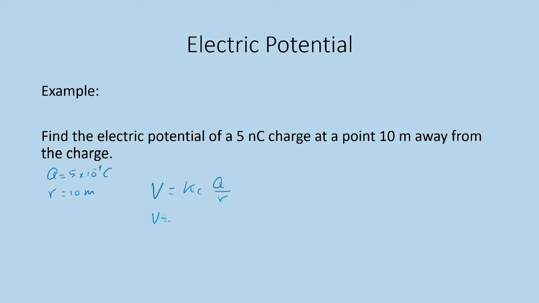So V is equal to, Kc is 9 times 10 to the power of 9, Q is 5 times 10 to the power of negative 9, over R, which is 10 meters. So we have 45 over 10, and V is equal to 4.5 volts. This is how we solve for electric potential.